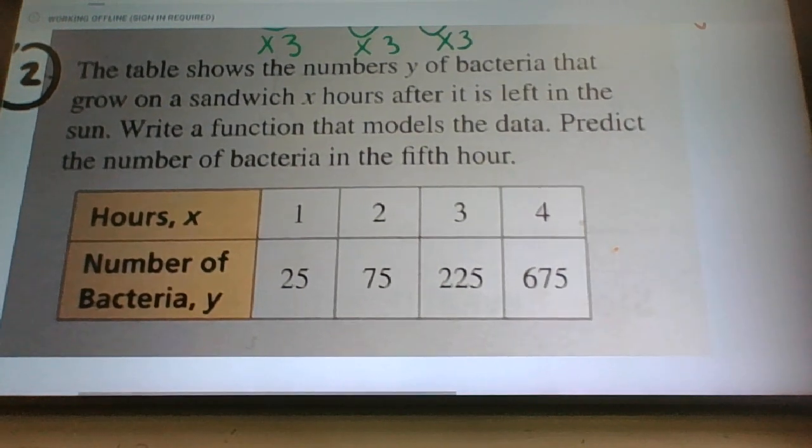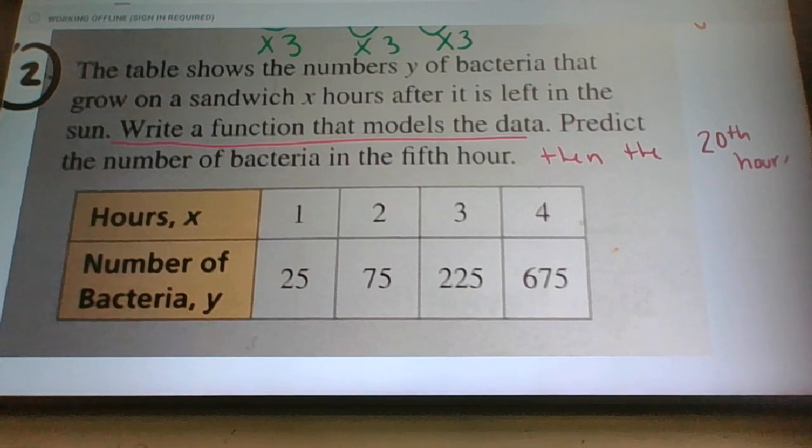Oh, yeah, I agree. But make sure you write an equation. I'm going to add to this the 5th hour, then the 20th hour. Because you can just multiply with the 5th one, right? Let's talk about the 5th hour. Find how many will be there in the 5th hour, and then also the 20th hour. But you also have to write an equation.